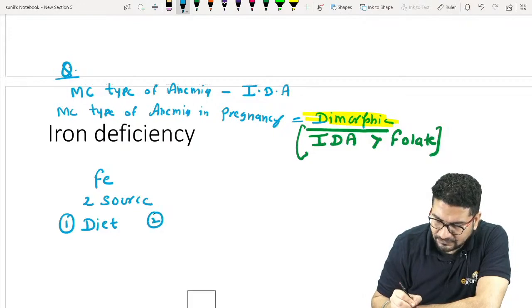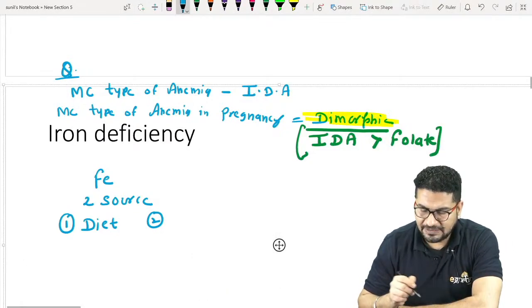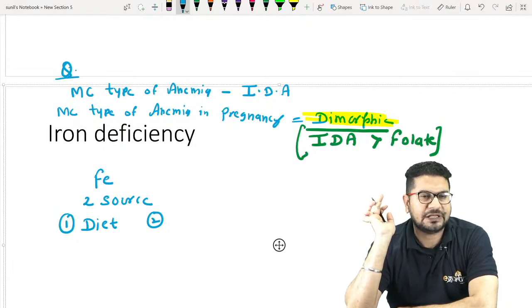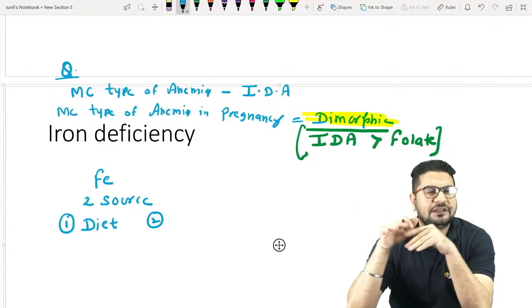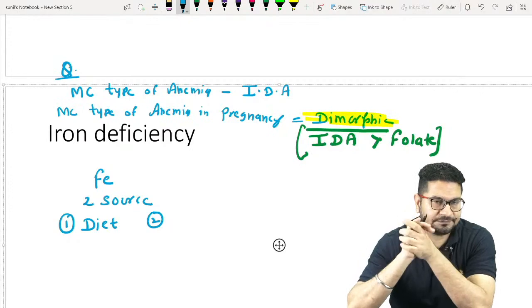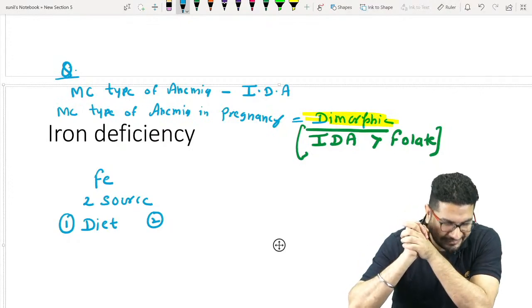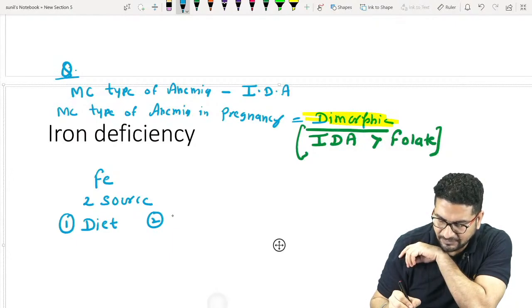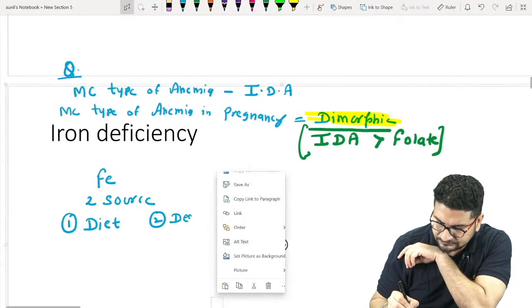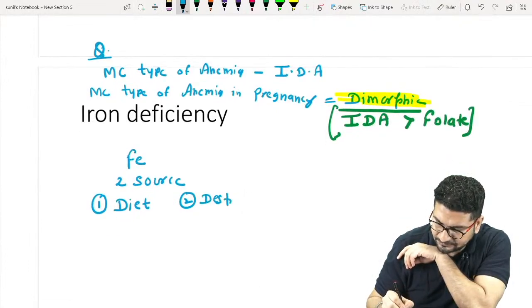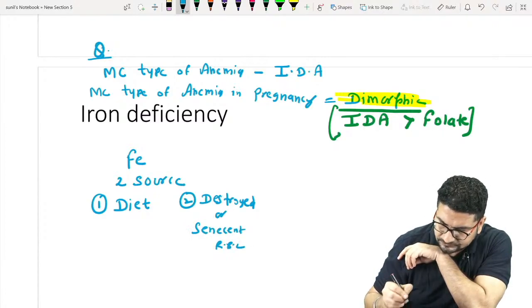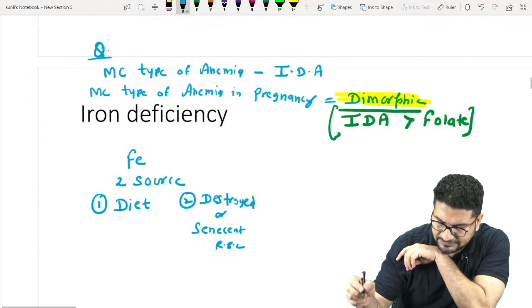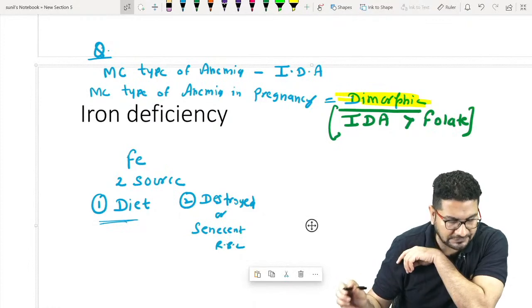Second source of iron is RBCs that have completed their lifespan, like 120 days. Some RBCs have lived their whole life, then they are dying. When they are dying, they release iron. These RBCs are called senescent or destroyed RBCs. So the body has two sources of iron: one is your diet, second is your destroyed or senescent RBCs.